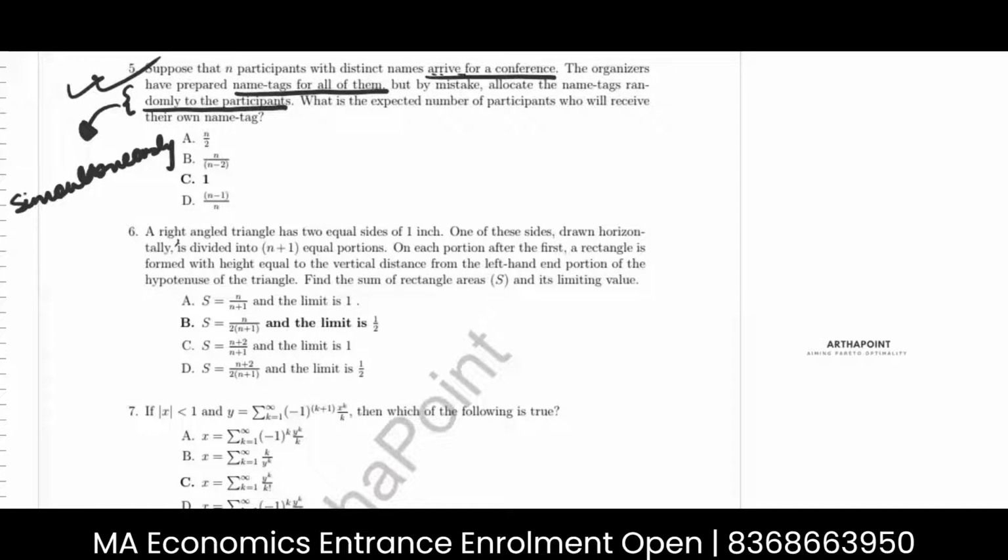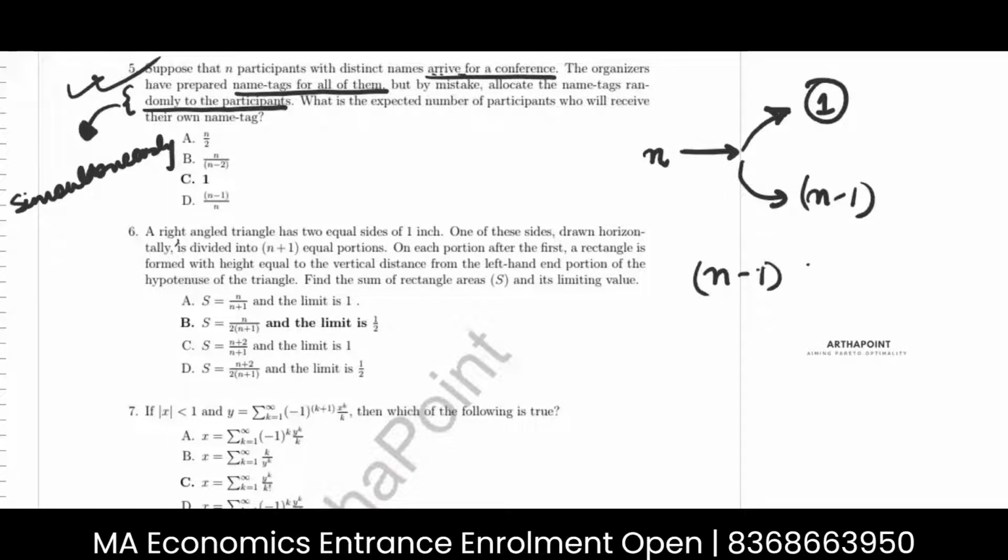So please understand this. There are n participants, okay? And each of them, if they get their own name tag, there is only one correct name tag for them, and the remaining n-1 name tags are incorrect for them, right? So each has a probability of (n-1)! upon n!, which is nothing but 1 by n, chance of selecting their own name card. This is the correct probability, isn't it?